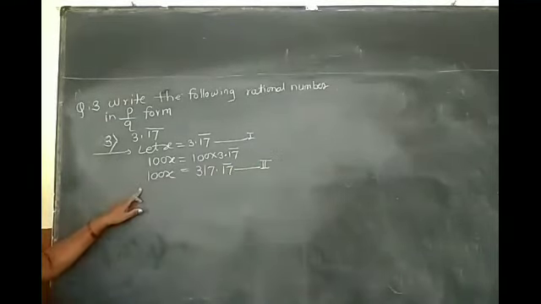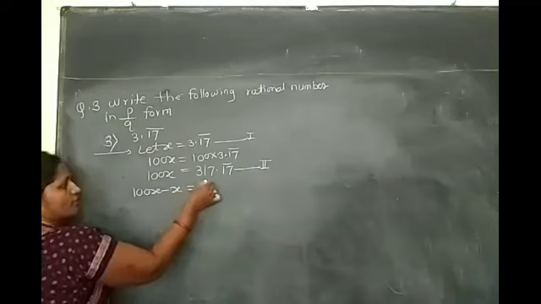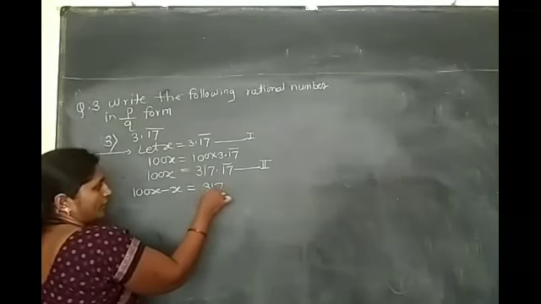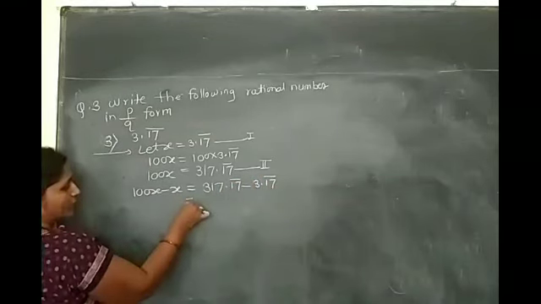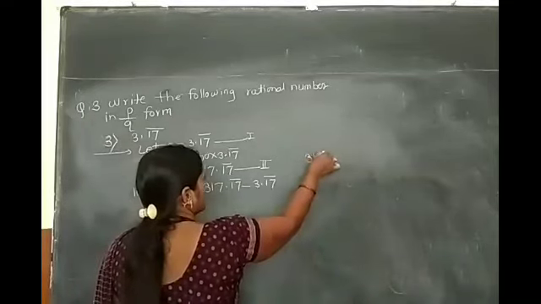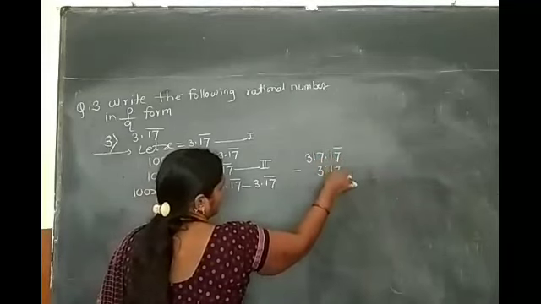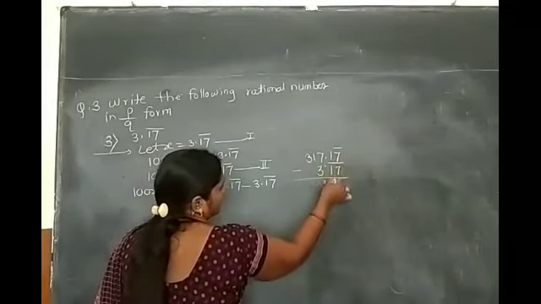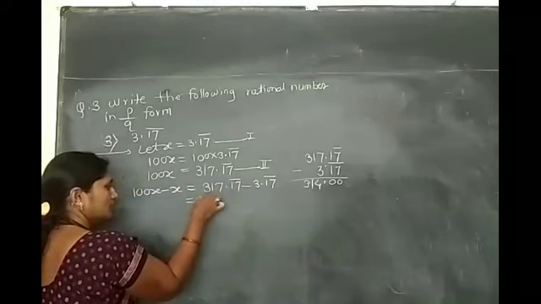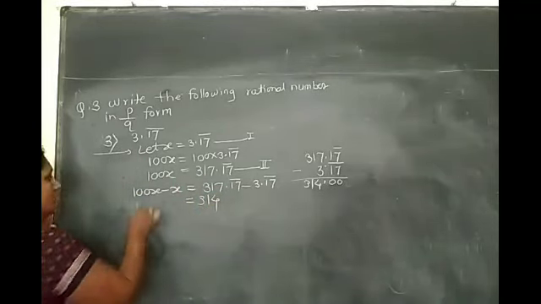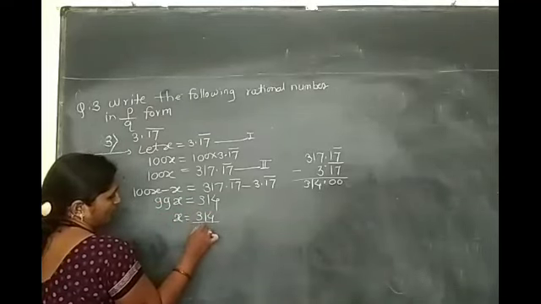Then subtracting equation first and second, we get 100x minus x is equal to 337.37 recurring minus 3.37 recurring. Here the subtraction, look at this: 37 minus 37, the point minus point, here 3, here 37 recurring. The subtraction is 334. There is 99x. Therefore, 334 upon 99.